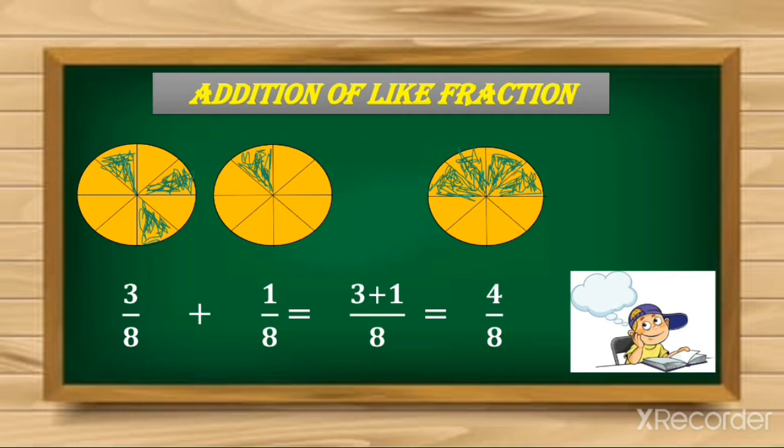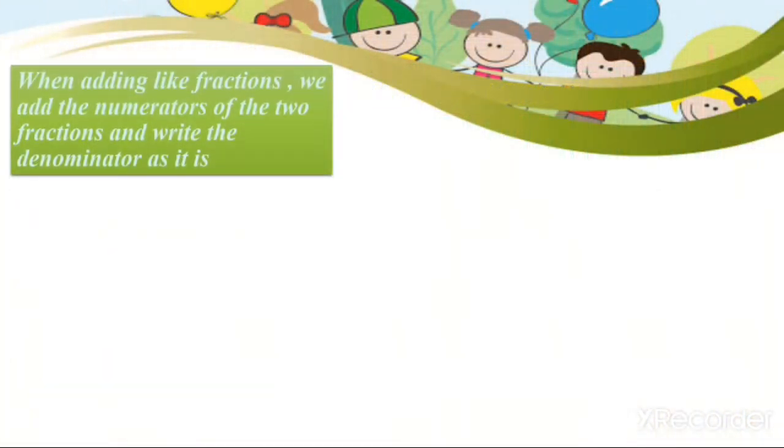Understood students how you are going to do the addition of like fractions? You will add only the numerator and the denominator will be written only one time. Now, when adding like fractions, we add the numerators of the two fractions and write the denominator as it is. As I said, let's see the examples.